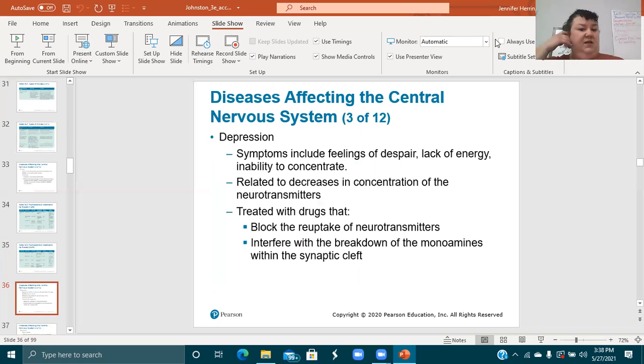This is another disease affecting the central nervous system. Symptoms include feelings of despair, lack of energy, inability to concentrate. It's related to decreases in concentration of the neurotransmitters. And it's treated with drugs that block the reuptake of neurotransmitters and interfere with the breakdown of the monoamines within the synaptic cleft.